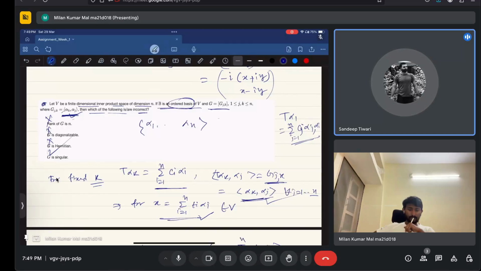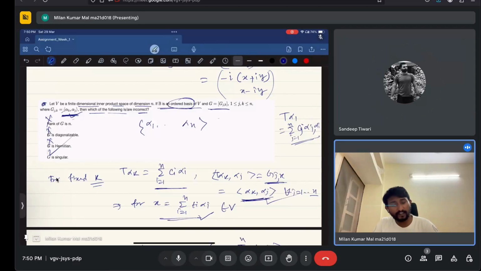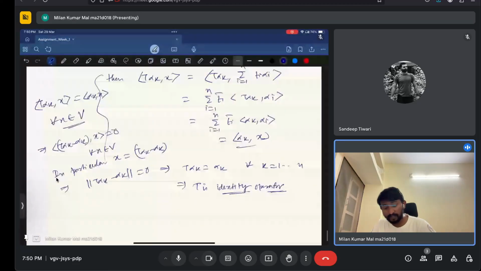Sir, how are you replacing alpha k as T alpha k? No, I am not replacing alpha k by T alpha k. Sir, how have you written T alpha k, alpha j equal to G j k? Because G j k is given, sir, alpha k, alpha j. Got it. You are correct. This is true only when the basis is orthogonal. Yes, sir, orthogonal basis, that is right. So all these things are complete nonsense then.